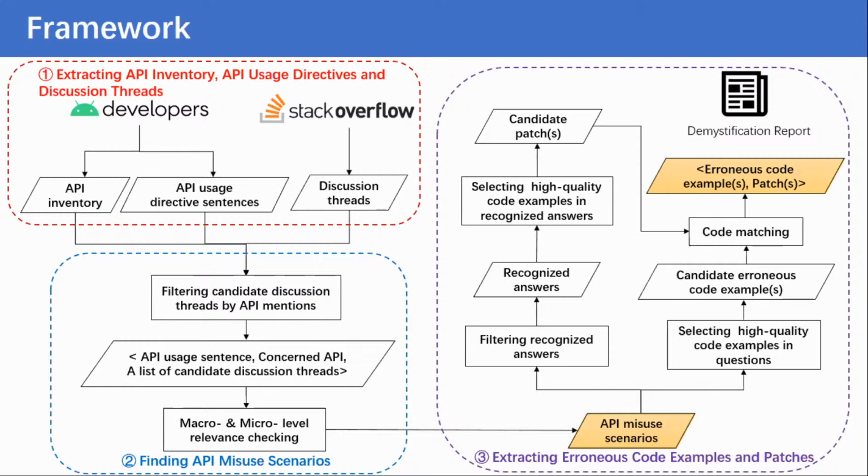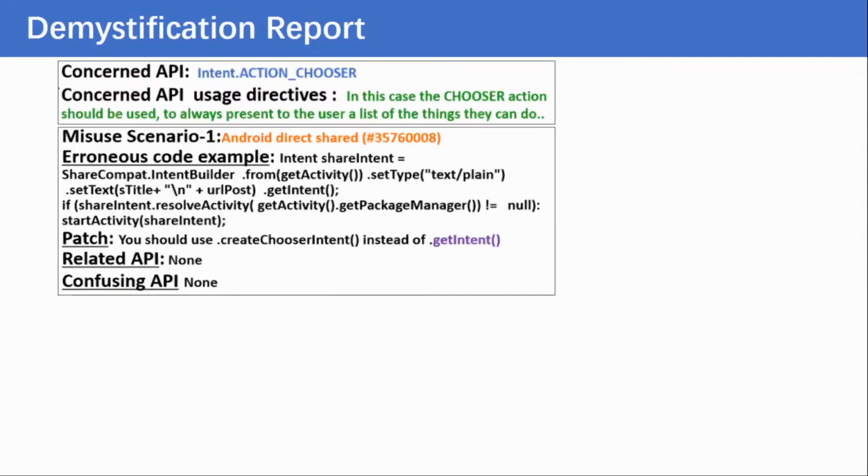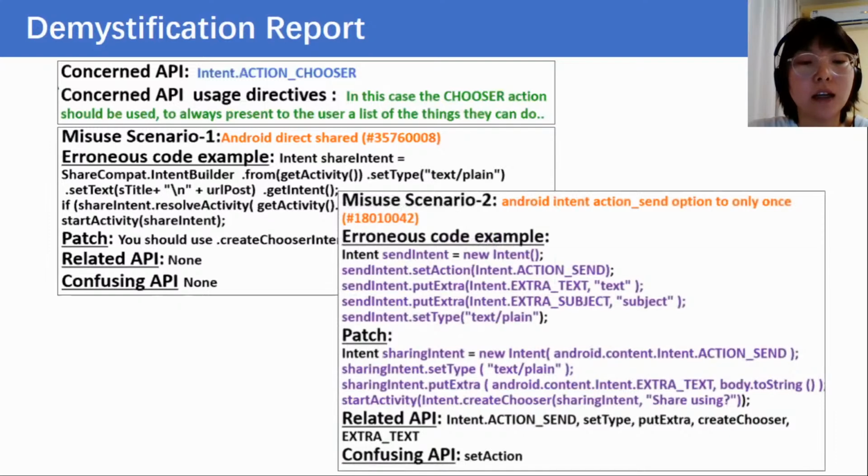Let's show an example to explain it. Here's an example of our demystification report. For the concerned API and concerned API usage directive, we find two API misuse scenarios from Stack Overflow. In the first scenario, the patch is in natural language and it doesn't have a related API or a confusing API. The confusing API refers to an API that only appears in the misuse erroneous code, apart from the concerned API, and the related API refers to other APIs that appear in the erroneous code or patch, apart from the concerned API and confusing API. In the second scenario, it has both a related API and a confusing API.